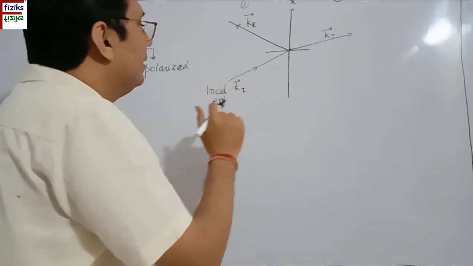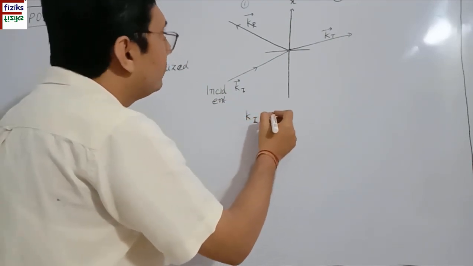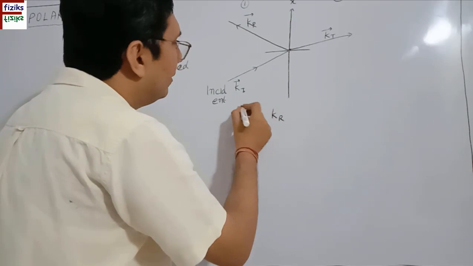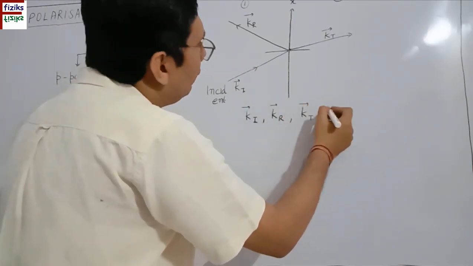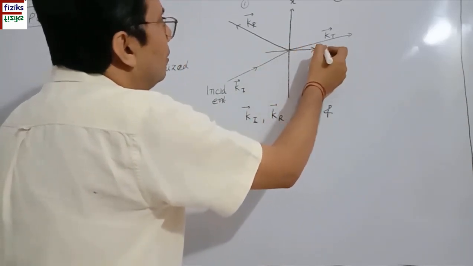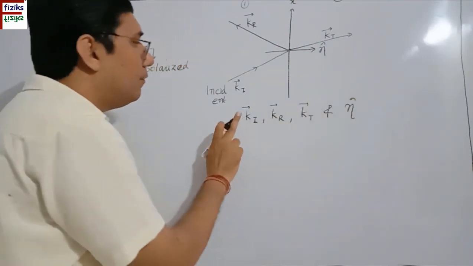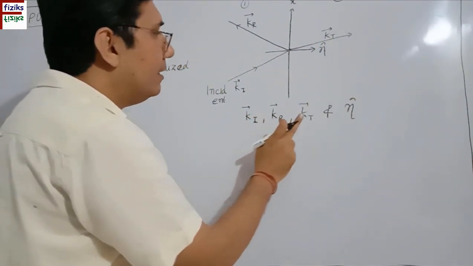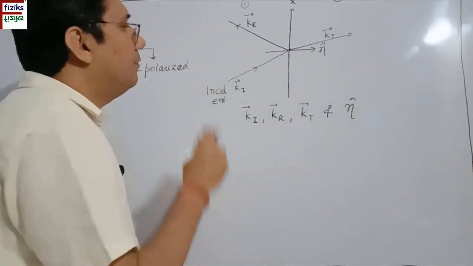So a plane which consists of the ki vector, kr vector and kt vector, along with the normal to the interface. Suppose this is the normal. So the plane that consists of the ki vector, kr vector, kt vector, and this eta vector, where eta is the normal to the interface.